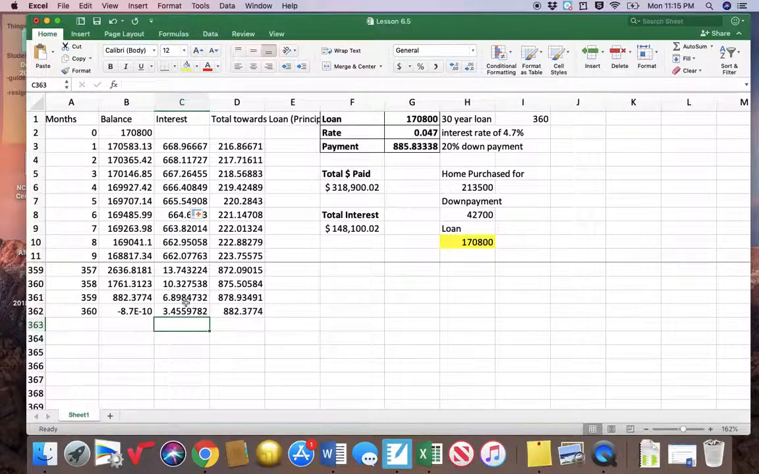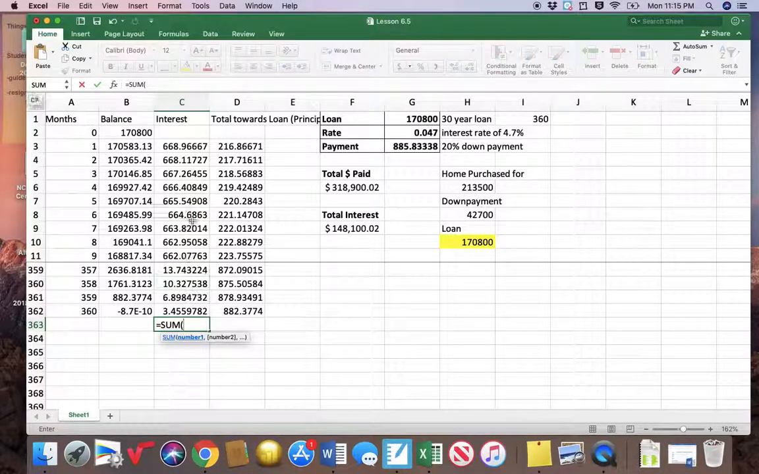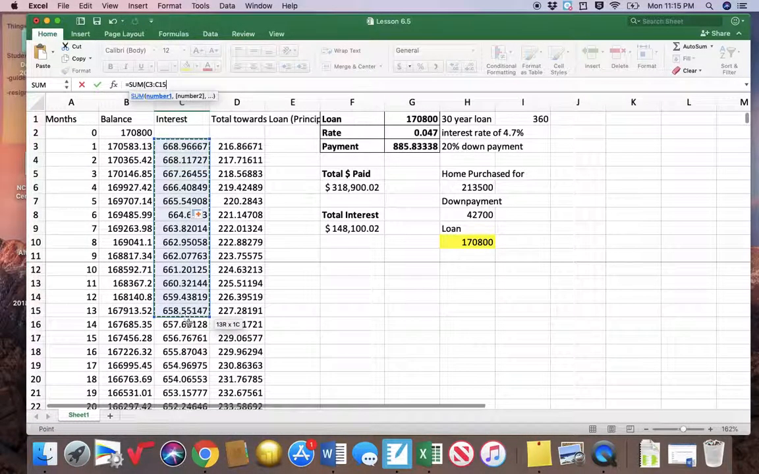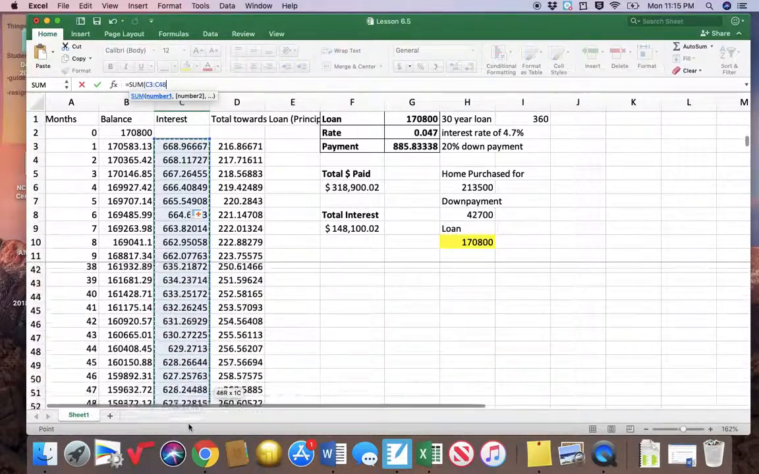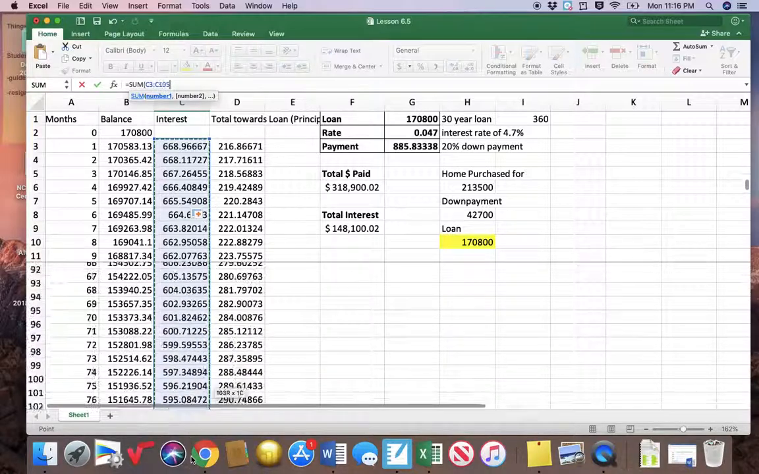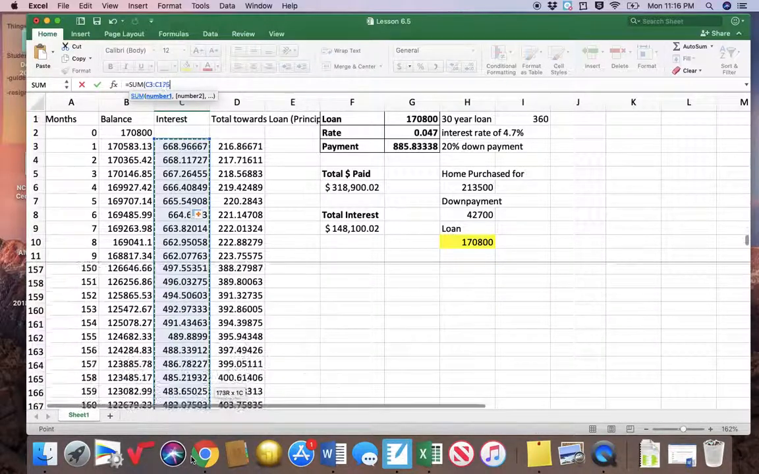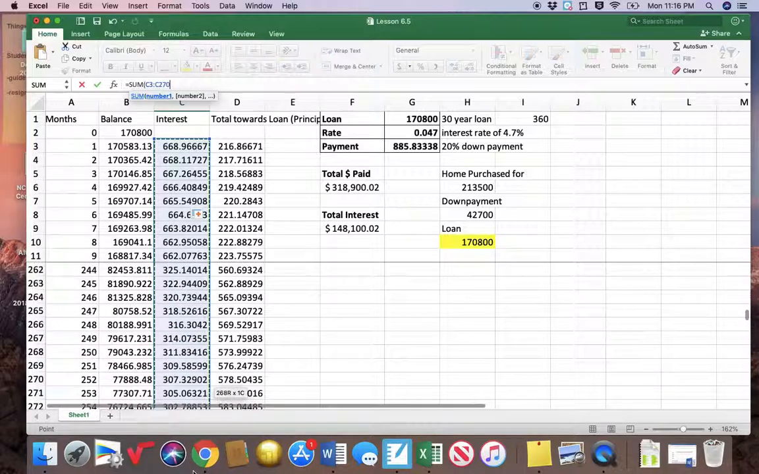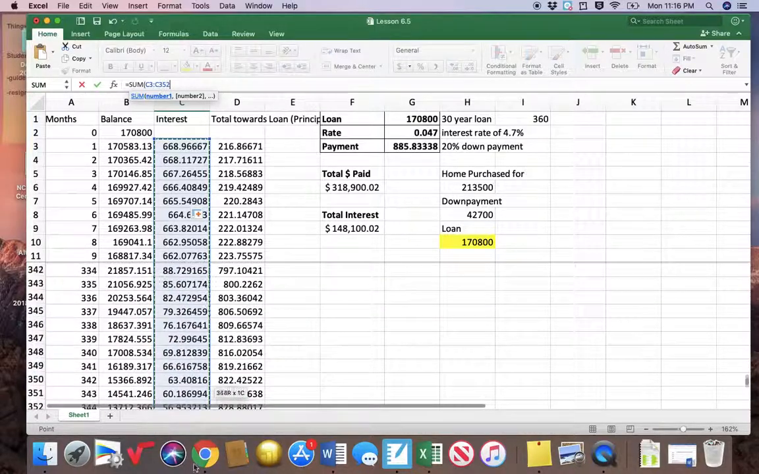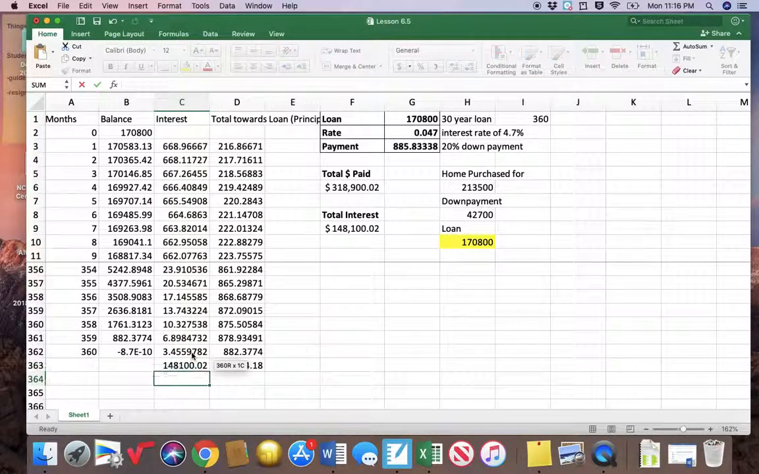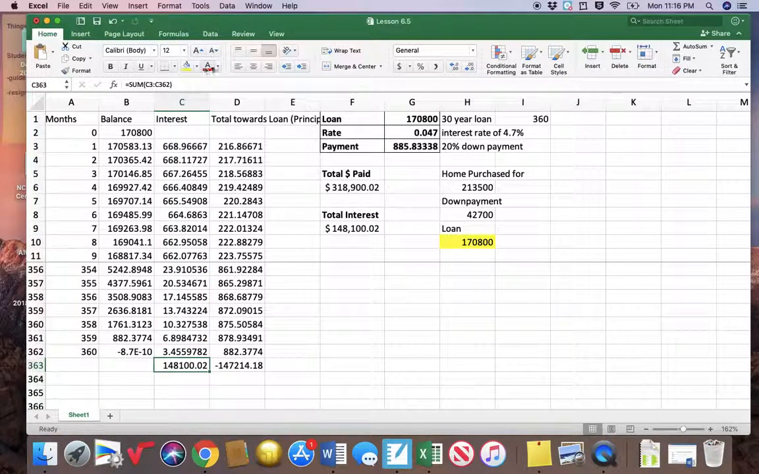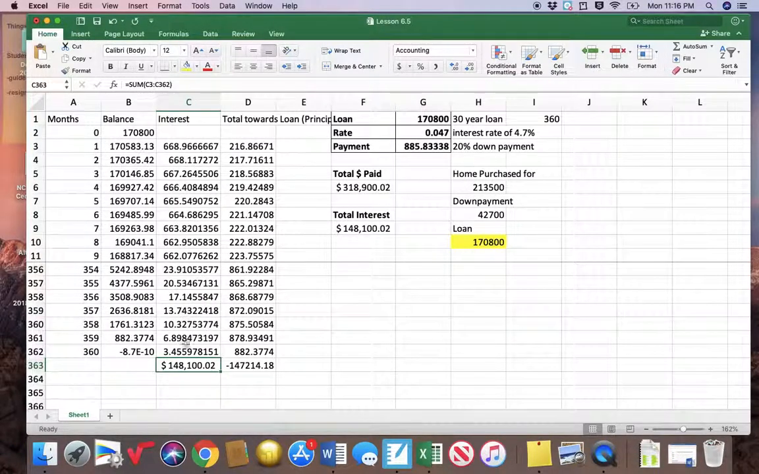I can also add up this interest column, and I should see the same interest that I see when I did the total dollars paid minus the loan. So I'm going to have to drag this all the way down since I'm using a sum formula. I should see about $148,100. Let's see how close I get. Look at that. It's the same. $148,100. Same thing I have here.